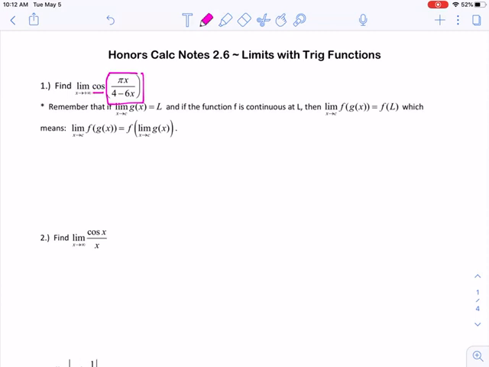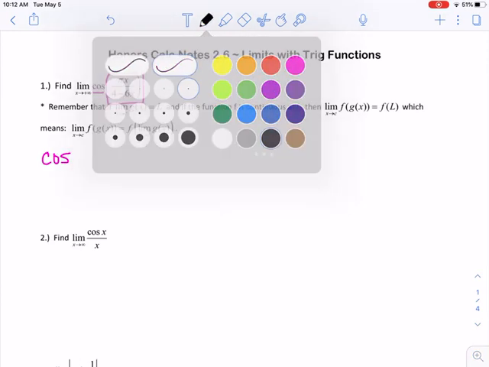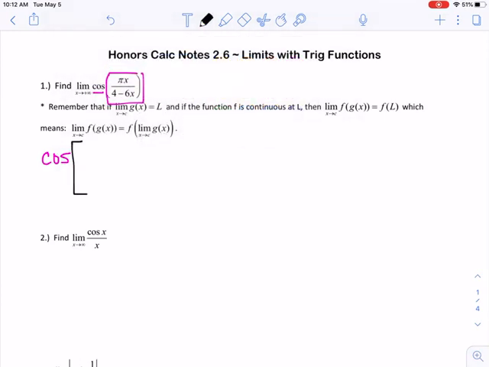So let's go ahead and do that. We're going to take that function, the cosine, put it on the outside, and then we're going to apply the limit to our function on the inside. The limit as x approaches infinity of pi x over 4 minus 6x. We know how to find the limit as x approaches infinity.